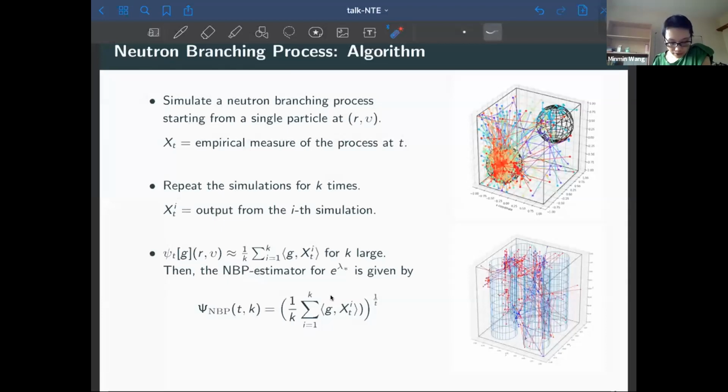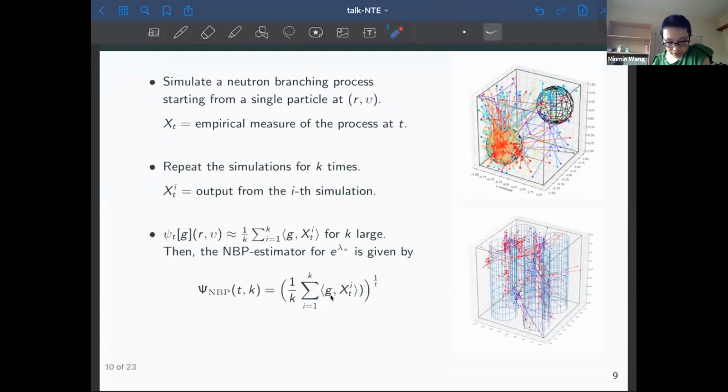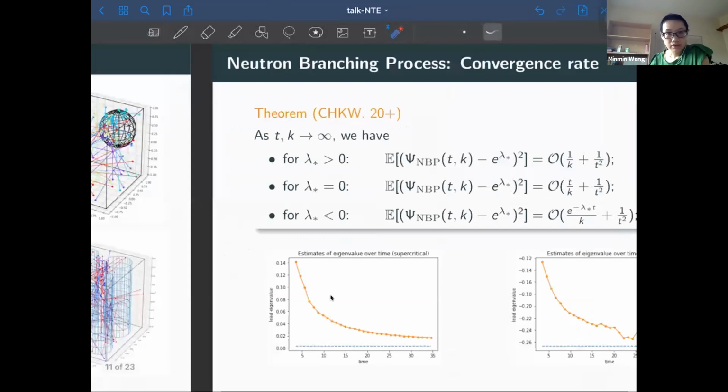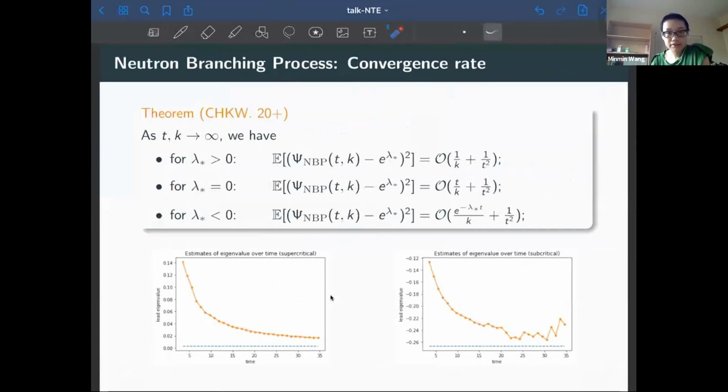Okay, so this leads very naturally to the first estimator for the eigenvalue. I'll call this the MBP estimator. This estimator is just given by taking the average and then raising it to the power 1/t, sorry. Okay. So we can ask how quickly this estimator converges to the true value. It turns out this convergence rate will depend on the criticality of the system. So in the supercritical system, the rate is the best.